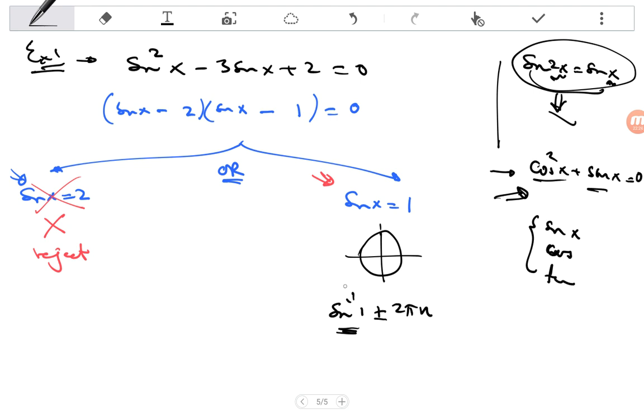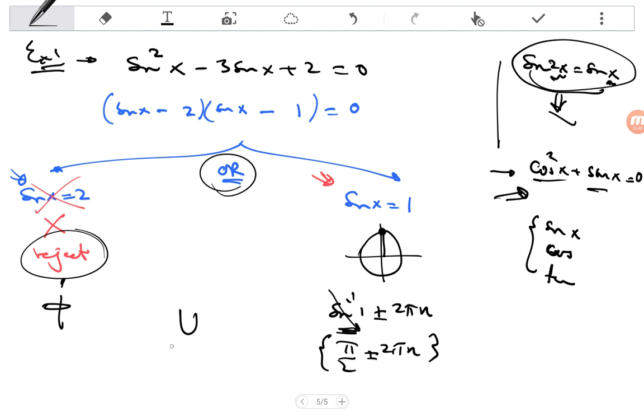Okay, so in this case the angle is pi over 2. So the solution in this case will just be pi over 2 plus or minus 2 pi n. This is the solution set, and where we have no solution, we have "or" between them, which is a union. So the solution set will just be this one.